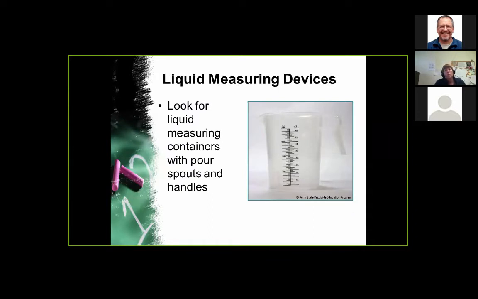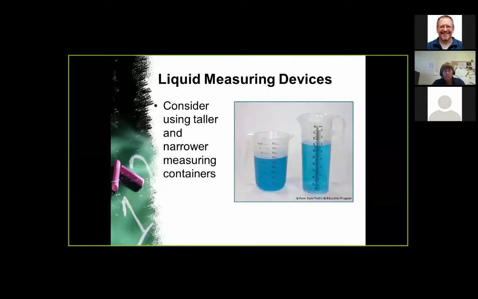You want to look for liquid measuring containers with pour spouts and handles, and you also want to make sure that the gradations on them are easy to read and don't get rubbed off over time. You might consider using taller and narrower measuring containers. This helps make them more accurate, since there's more space between the gradations, the marks on the sides.